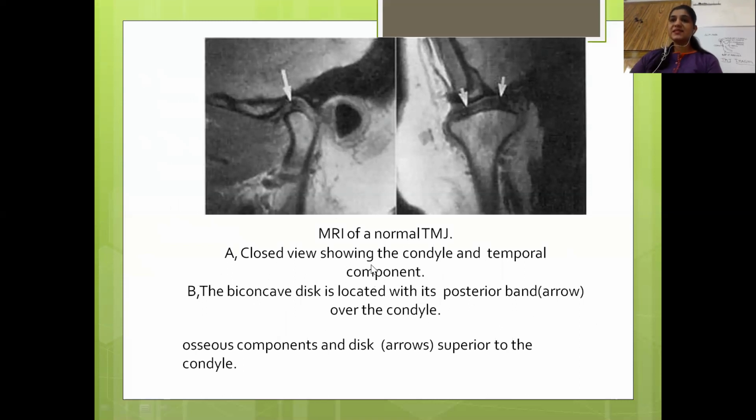So this is the MRI of a normal TMJ. This is a closed mouth view in which we can very well appreciate the interarticular disc, the articular eminence, and the condylar head and neck. This is the biconcave disc, very well appreciated, with its posterior band located by the arrow over the condyle. Over here we can see the osseous components and the disc superior to the condyle.